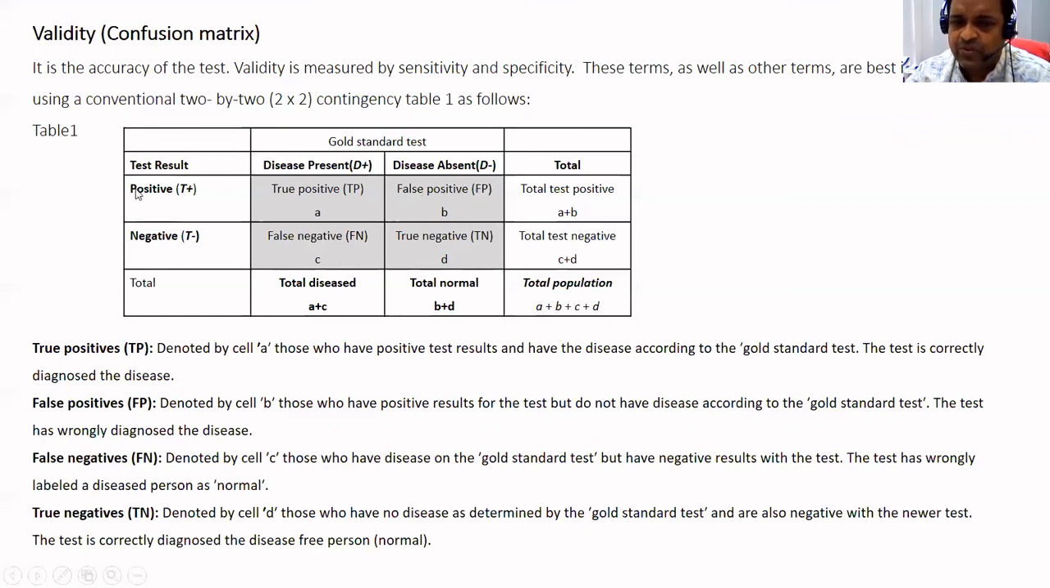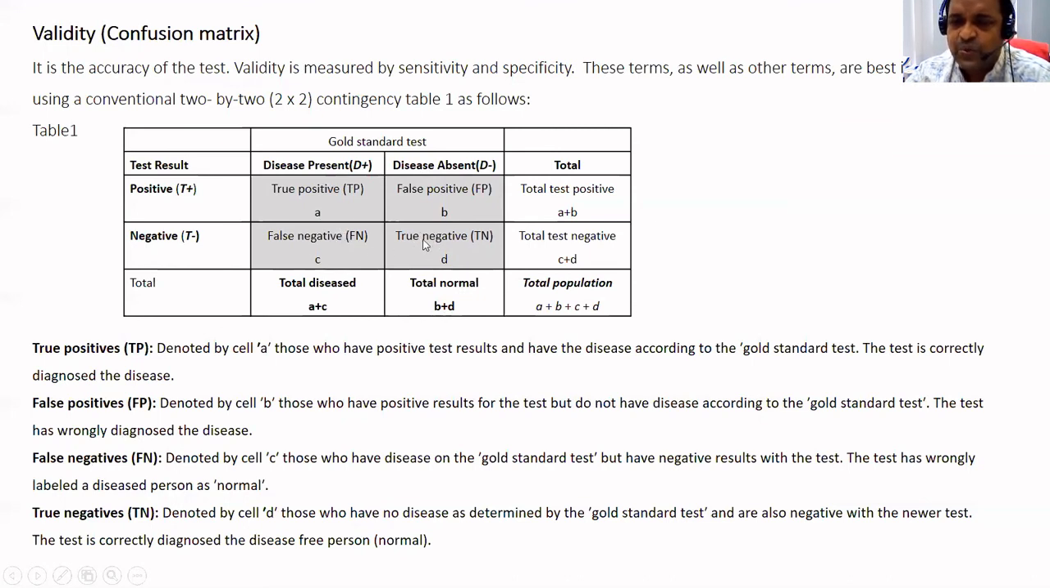If you sum up the positive results, true positive and false positive, you will get the total test positive in the laboratory, and similarly the total test negative in the row. If you consider the column, that is the gold standard test, it gives the total with disease and the total normal, that is, disease absent, where the patient is normal: B plus D. So these are the four intersection parts in the confusion matrix.